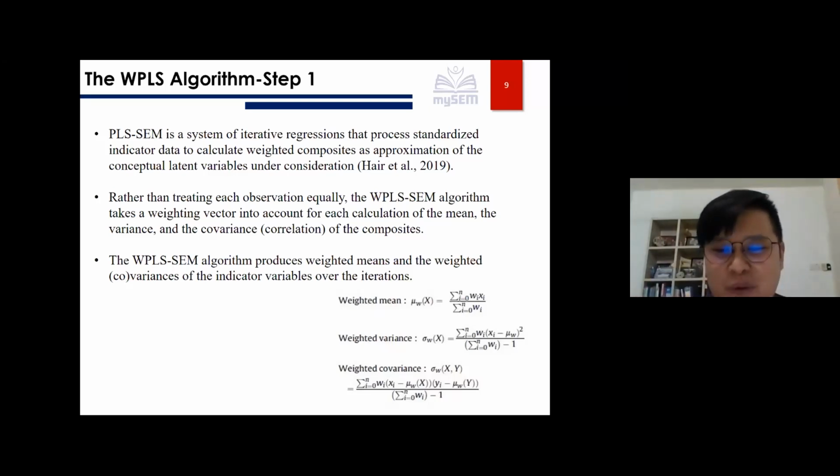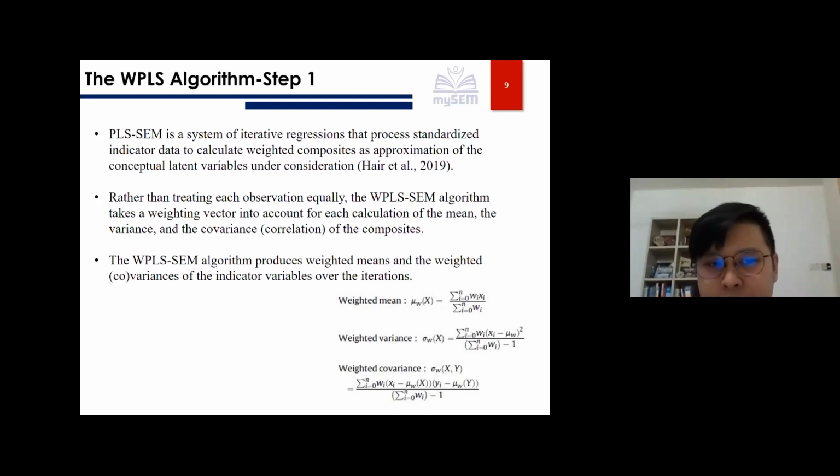Because sometimes when we collect data, it skews to one side of one categorical type of respondent. For example, male and female: we will collect more female compared to male. Sometimes this will occur. Therefore, this WPLS could handle such a situation. So I give you a very basic understanding of what WPLS is all about. But in terms of the algorithm, let's talk about step one first.